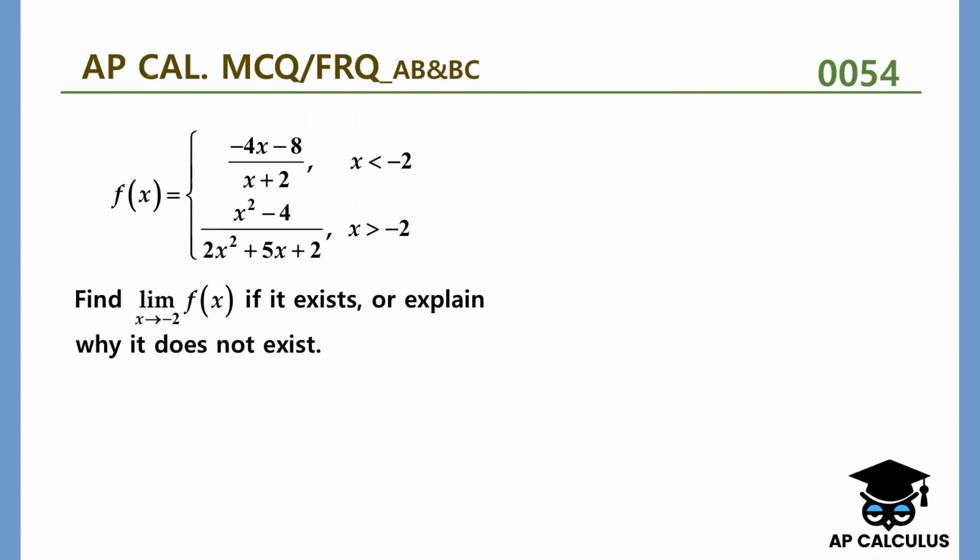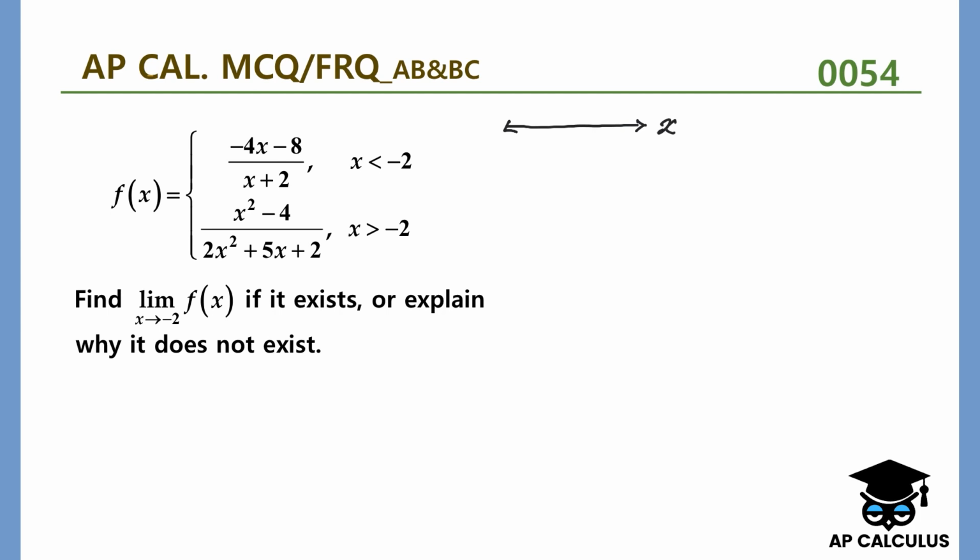Question 54. We have a piecewise defined function. If x is less than -2, then f of x is this. If x is greater than -2, then f is this. The question is to find the limit as x approaches -2 of f of x, if it exists, or explain why it does not exist.